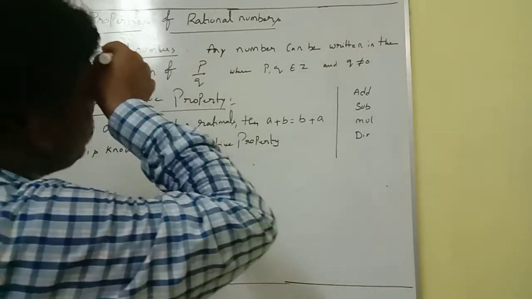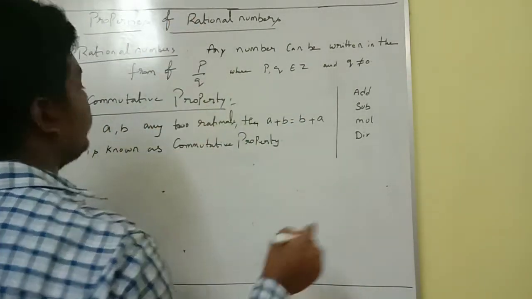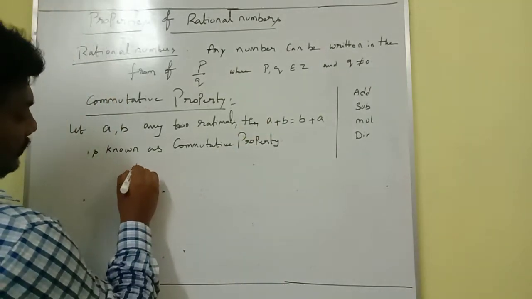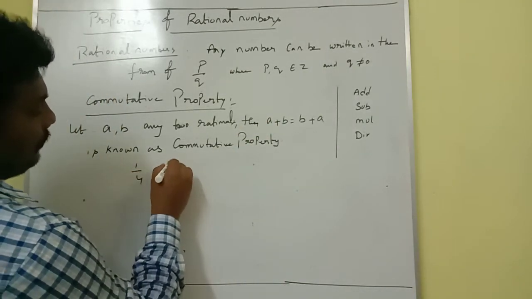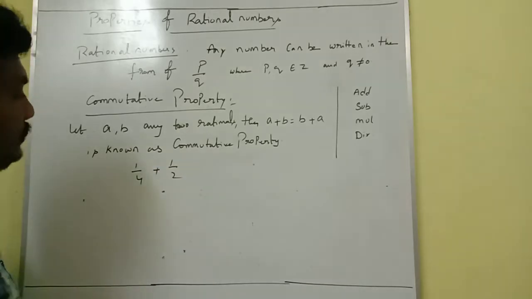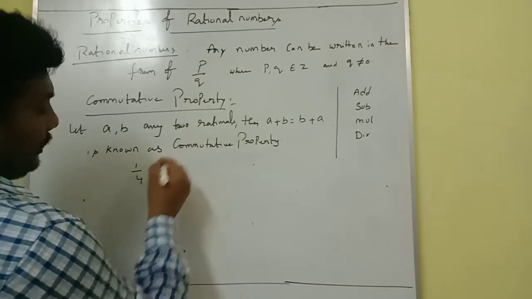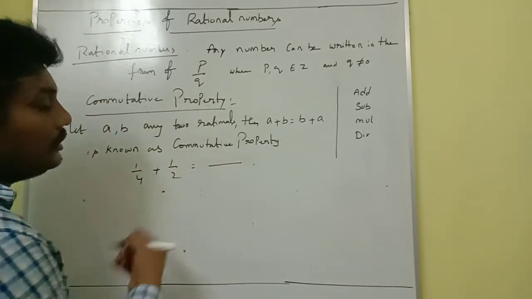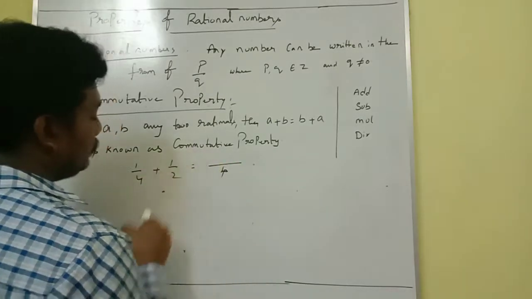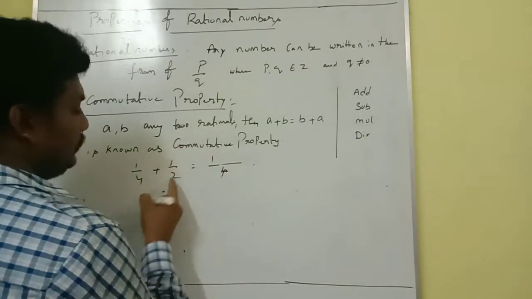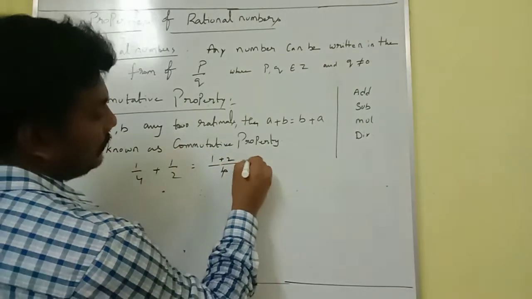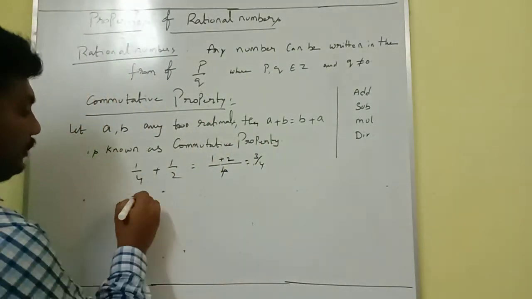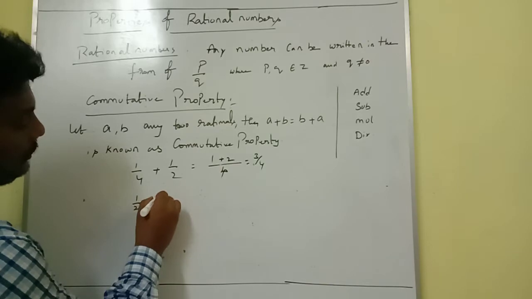So now we can check by taking any two rational numbers. In the place of a, we take 1 by 4, plus 1 by 2. What happens? If you take two numbers, what is their addition? The LCM of 4 and 2 is 4. Next, 4 ones are 1, 2 twos are 2, that is 3 by 4. Whereas 1 by 2 plus 1 by 4.